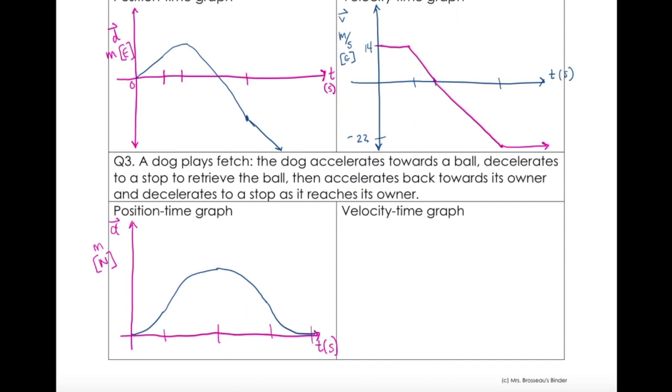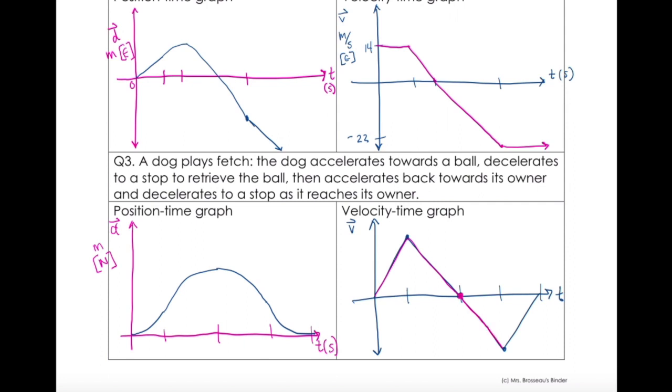Okay, for the velocity versus time graph, we've got time and velocity. Okay, same marks. So 1, 2, 3, 4. So they're going to accelerate towards the ball, and then they're going to have to slow down until they reach the ball and stop. Okay, and then they're going to start going back, accelerating towards the owner, and then slowing back down until they stop at the owner.